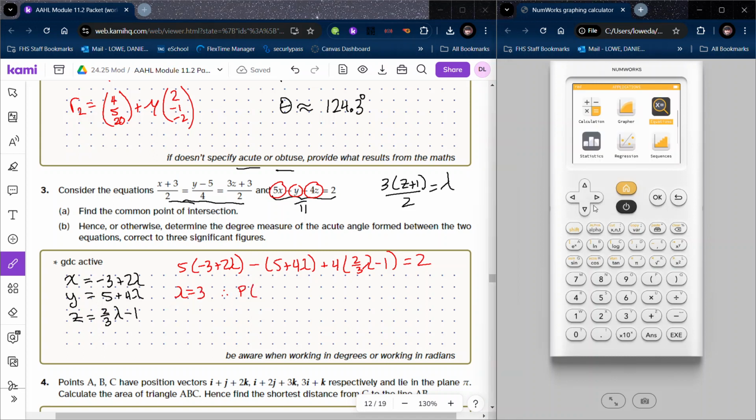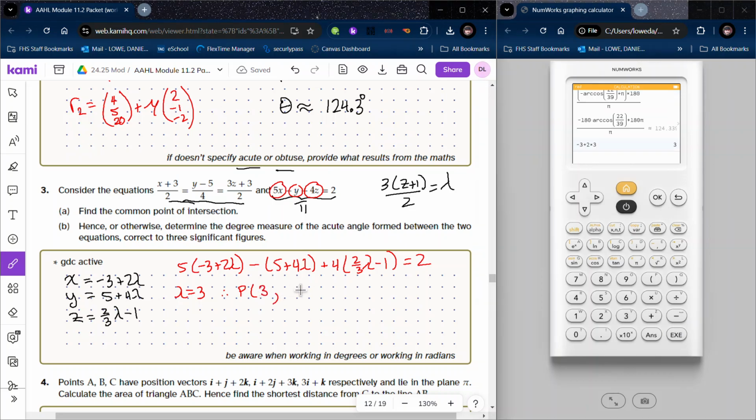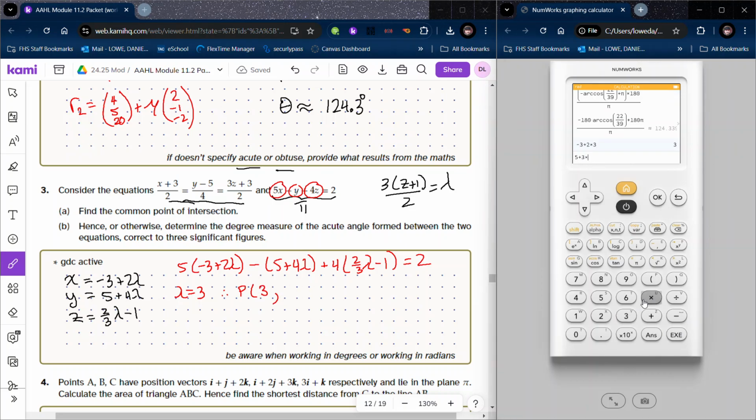And if lambda is equal to 3, therefore my point of intersection is going to be, let's come back to my calculator, -3 plus 2 times 3, and 5 plus 3 times 4.